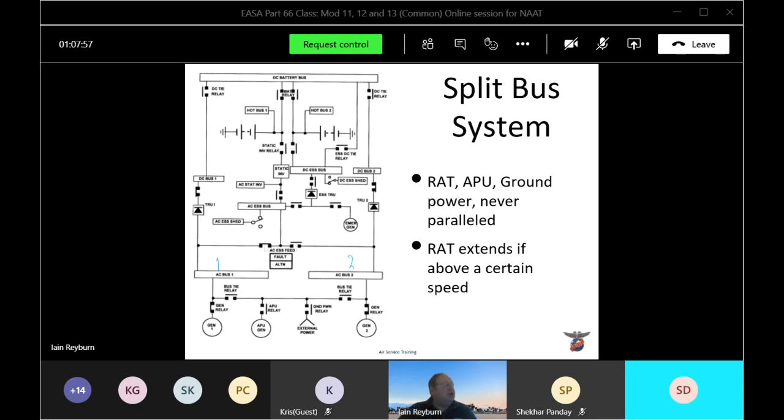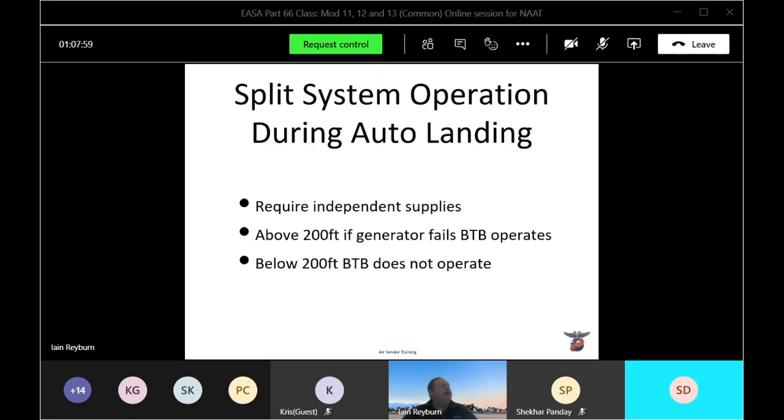So let's look at how this is covered in an autoland operation for a split bus aircraft. Split bus does meet the requirements of independent power supplies, where a parallel, we've got the synchronizing bus bar. So let's look at what happens.